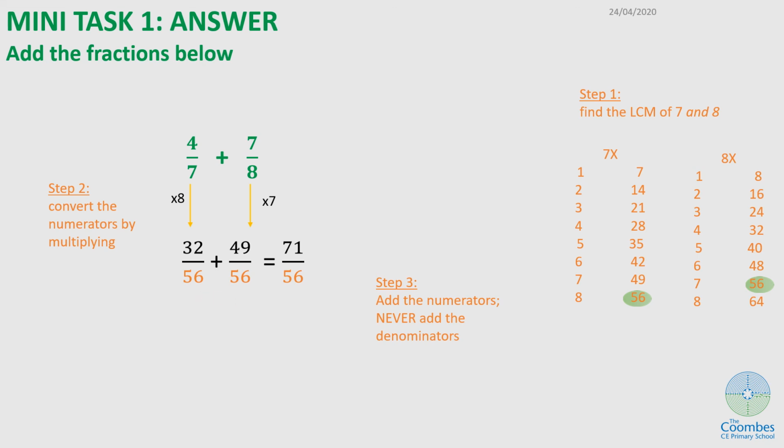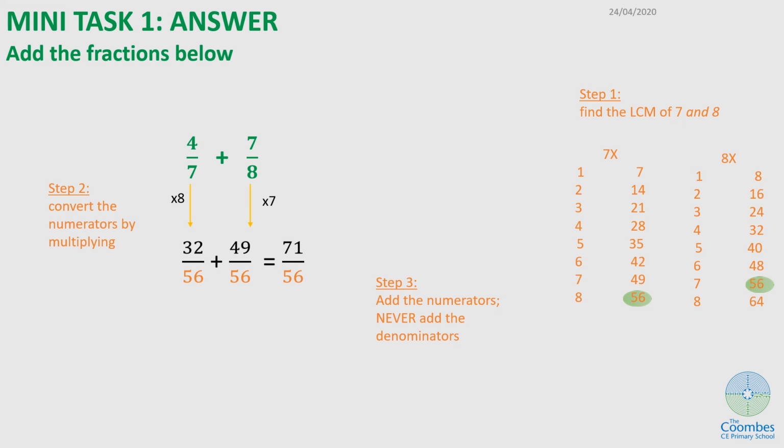Now, I ask myself the same question. From my times table, I times 7 by 8 to get 56. So I have to also times 4 by 8. And if I do 4 times 8, I'll get 32. And coming here, 8 times 7 gave me 56.